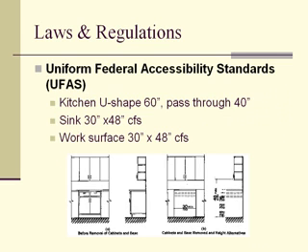Another requirement is to provide a work surface. A work surface is where somebody can have a forward approach to the cabinet, with knee space below the cabinet, that 30 by 48 clear floor space, and be able to chop their vegetables or anything they would like to do in their cooking process. We're going to see some pictures of how these elements actually look later on in the presentation.